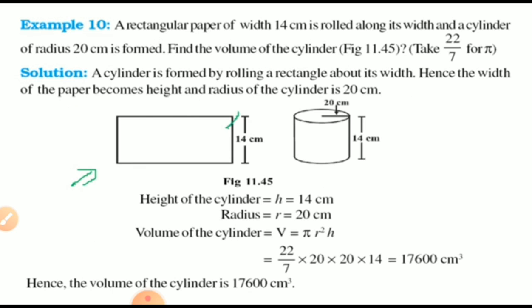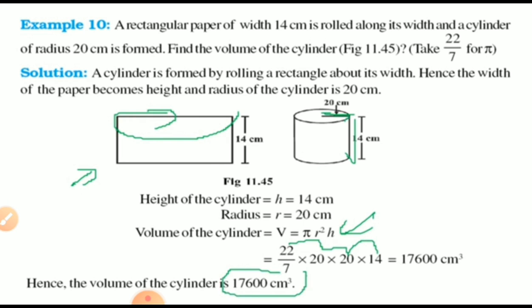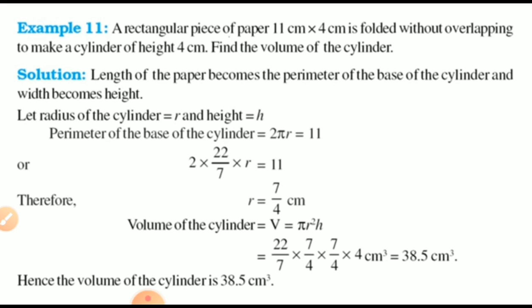Example number 10. A rectangular paper of width 40 centimeter. Yes, you can make the rectangle into a cylinder along its width, and a cylinder of radius 20 centimeter is formed. Find the volume of the cylinder. Take 22 upon 7 for pi. Solution आ गया बेटा इधर. Height of the cylinder, radius. Yes, my dear student, 11 also you can just take out and try to understand.